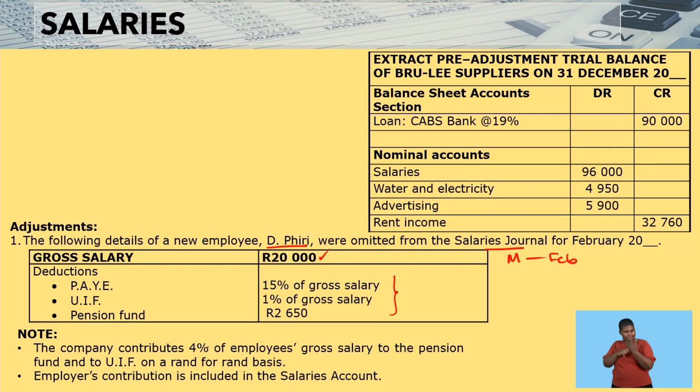So here we're dealing now with contributions, where we have contributions that go to the pension fund and then also to the UIF. And we're being told that it is on a rand for rand basis. And then very important information is that the employer's contribution is included in the salaries account. So when we are now recording our contributions, we must record them together with the salaries account.